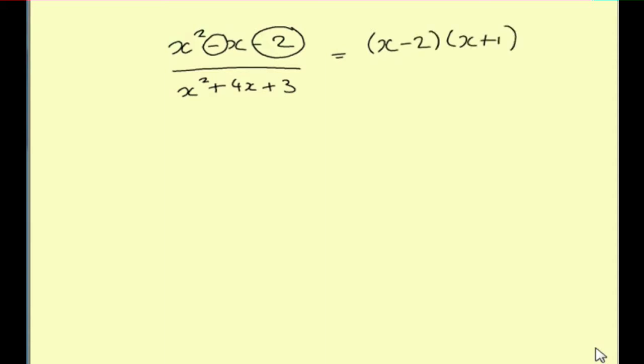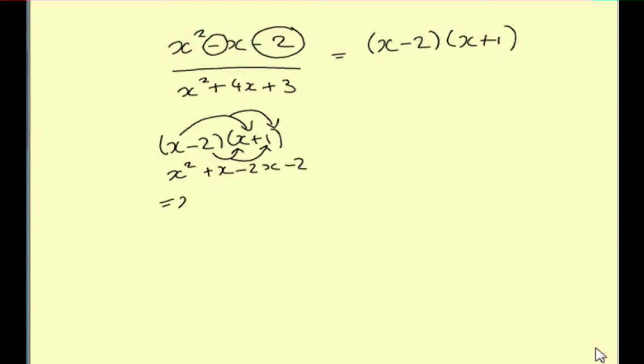At this point it might be a good idea just to expand to test to make sure you get back to what you started with. So just down here, let's just expand that to make sure we get x squared minus x minus 2. So x times x is x squared, x times 1 is x, minus 2 times x is minus 2x, and minus 2 times 1 is minus 2. So indeed we do get x squared minus x minus 2, so we factorised it correctly.